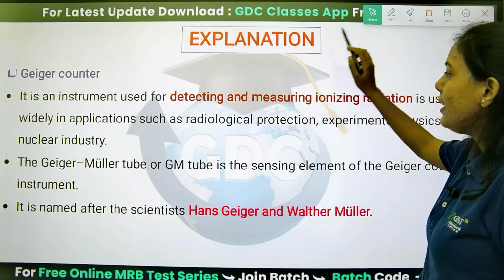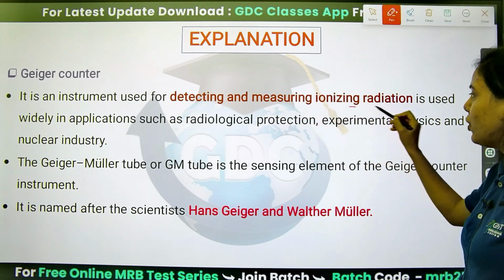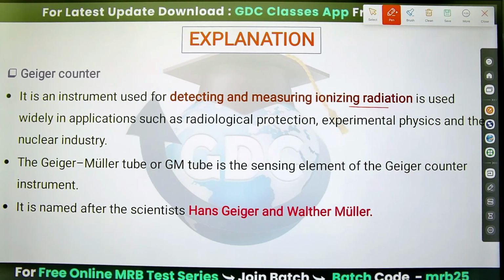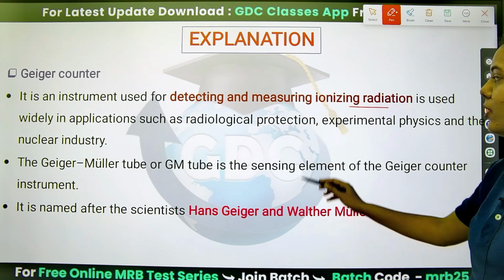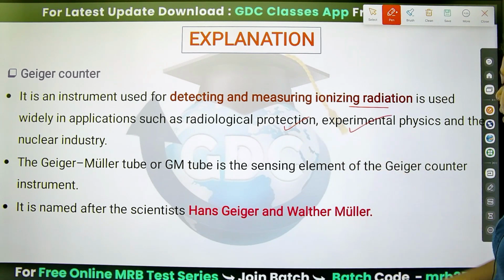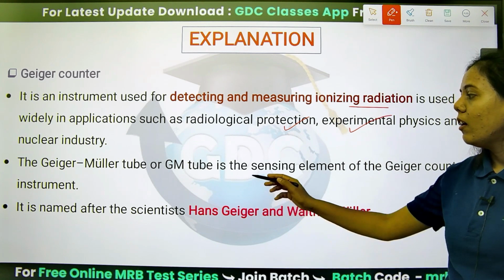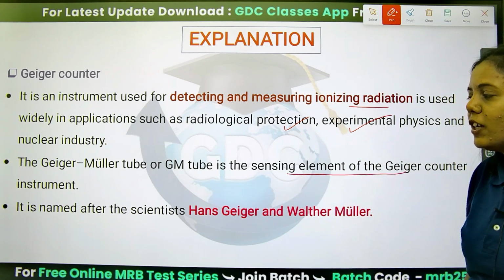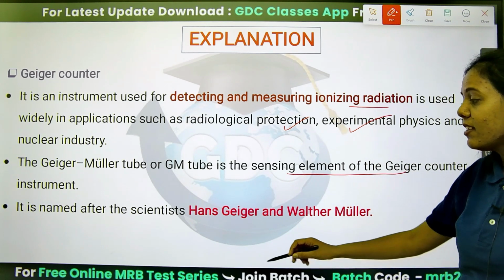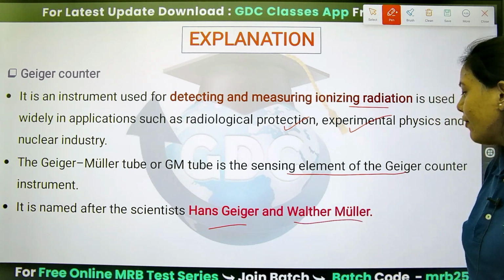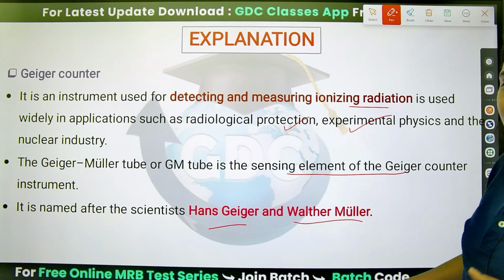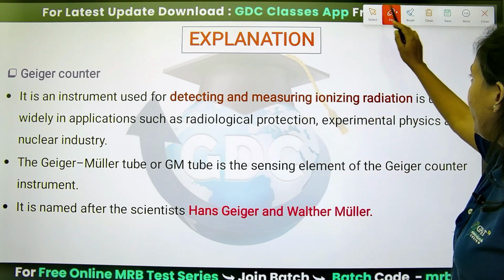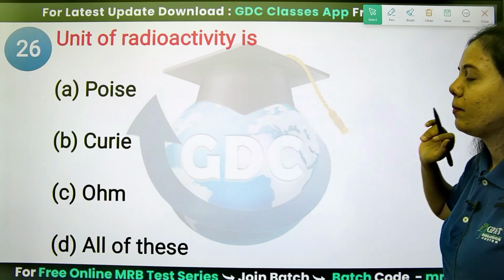It is an instrument used for detecting and measuring ionizing radiation. It is used widely in applications such as radiological protection, experimental physics, and the nuclear industry. It is the sensing element of the GM instrument and named after the scientists Geiger and Muller. So two scientists, their contribution is there for measuring the radioactivity.